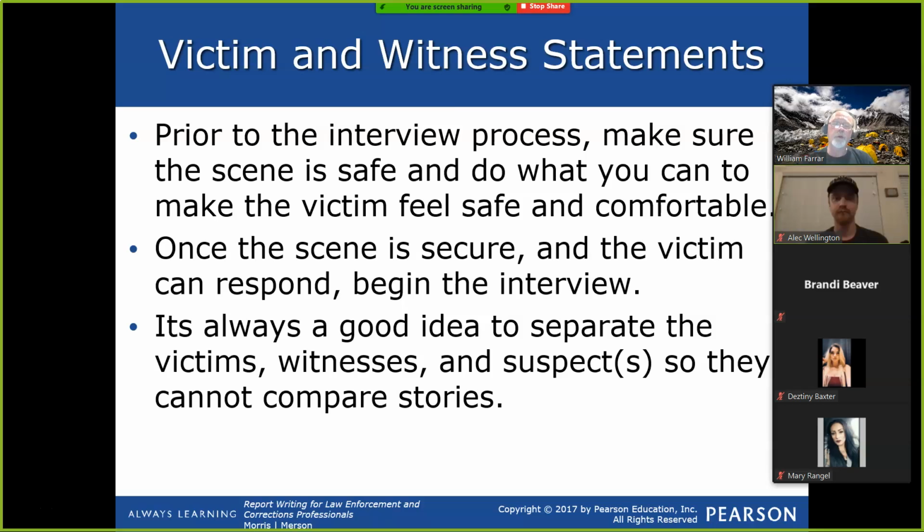Prior to your interview process, make sure that, again, we've talked about this, that your scene is safe, and you do what you can to make the victim feel safe and comfortable. So if it's a burglary, and you're pretty sure that no one's in the house, because the door's been open and property is maybe on the front lawn because they dropped some stuff or a witness saw them leave, wouldn't it be a good idea to actually walk through the house?